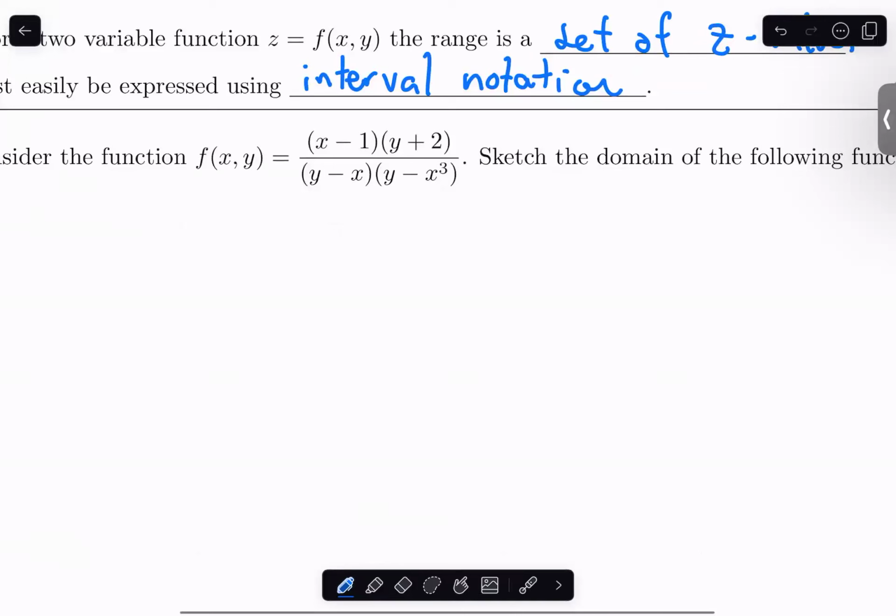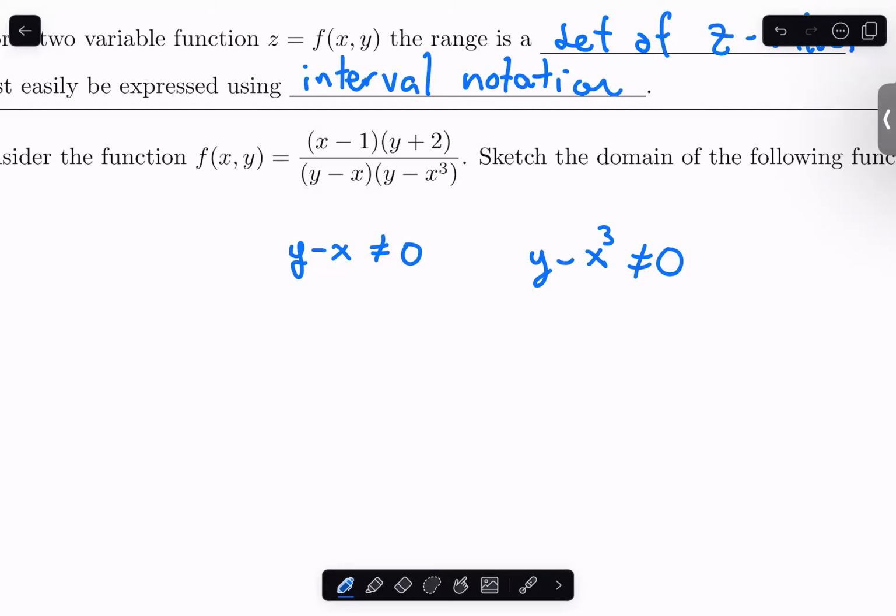And so starting off here, this is the function that I'm interested in sketching the domain of. Notice that I don't have any roots, no square roots, no 4th roots, anything like that. I don't have any logarithms, but I do have division, right? So the thing that I have to be worried about is dividing by 0 in this case. And so I would divide by 0 if y minus x was equal to 0. That would be a problem. So I would like that not to happen. And if y minus x cubed was equal to 0, that's another place where I would be dividing by 0. So if either of those occur, that would be a problem.